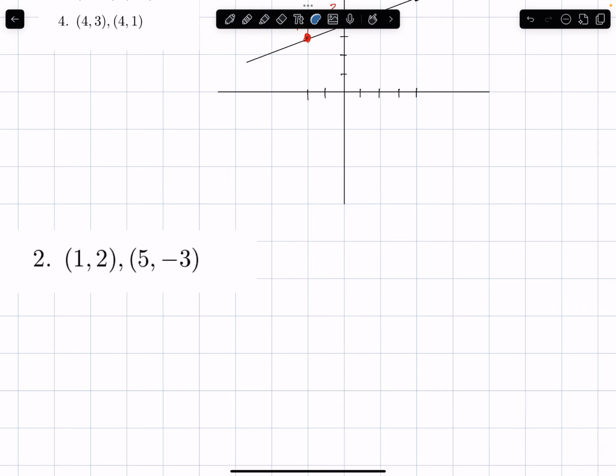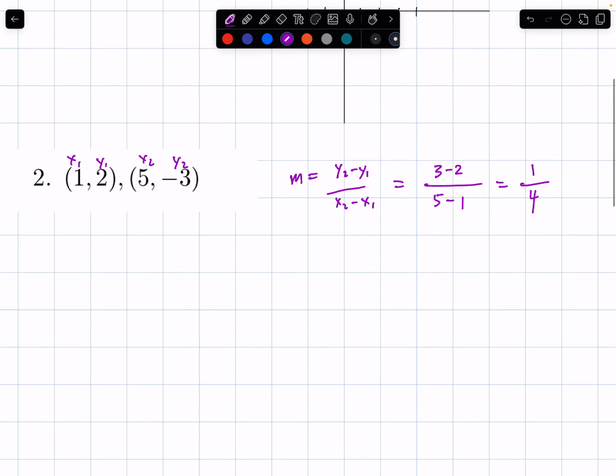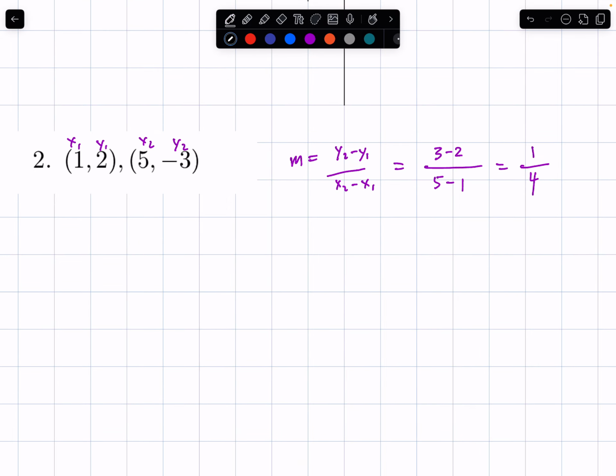Okay, so here's question number 2. So same exact procedure. By the time we do this 4 times, we should have the procedure down pretty well. So we want the slope first. Looks like a little thicker pen today. Slope first, which is y2 minus y1 over x2 minus x1. So here's x1, x2, y1, and a y2. That's going to be 3 minus 2 over 5 minus 1. No, even easier than the first one. 3 minus 2 is 1, 5 minus 1 is 4. So 1/4.